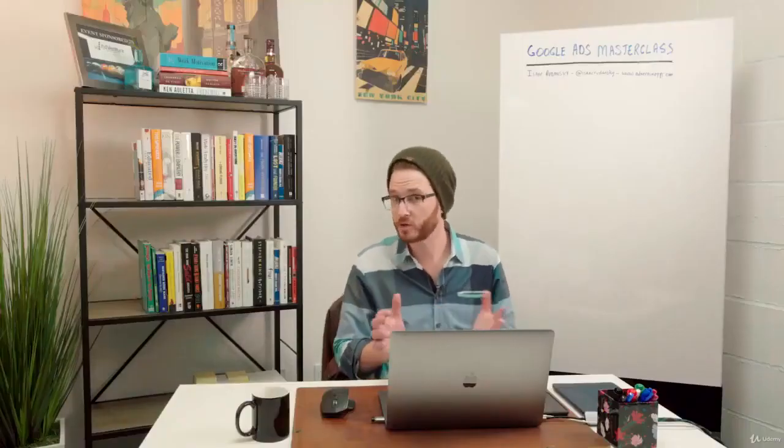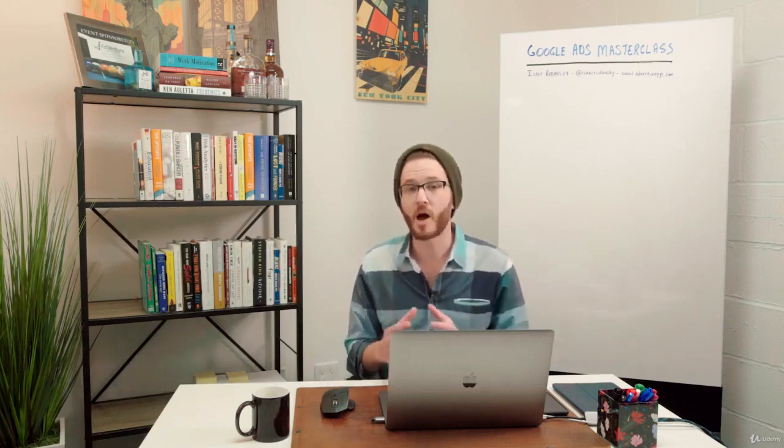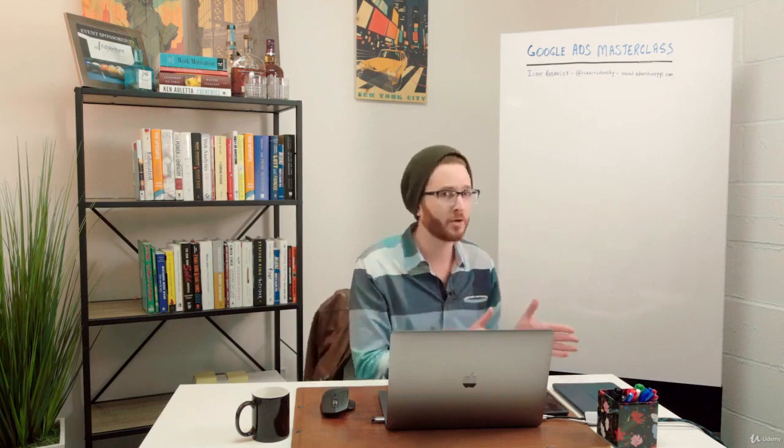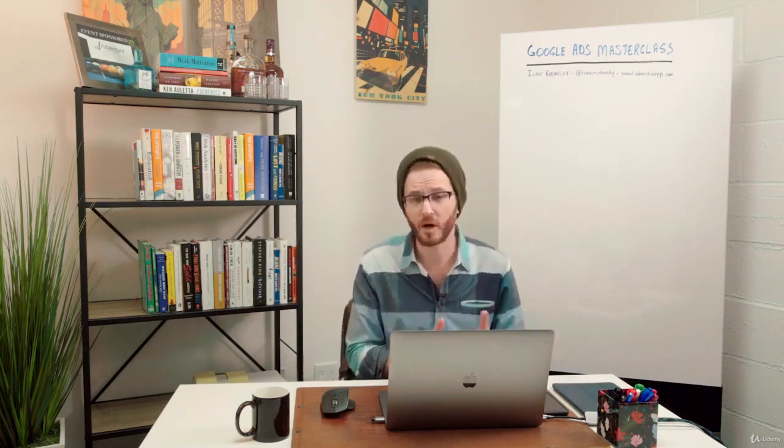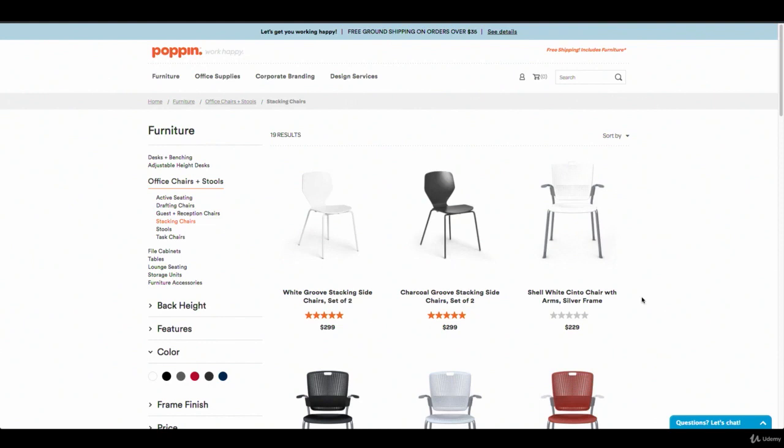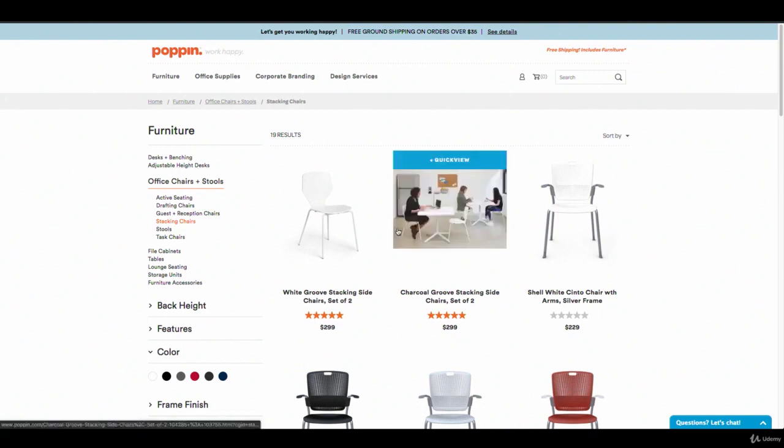I know from my own research, and we'll talk about keyword research in a future lecture, that there's a lot of volume for these different types of chairs, so I want to make sure that I can have a separate ad group for each one of them. So I want an ad group for task chairs and an ad group for stools. And if that's the case, I'm going to need a campaign just for office chairs. It's not enough for me to have a campaign just for furniture. So my first campaign is going to be for office chairs and stools.